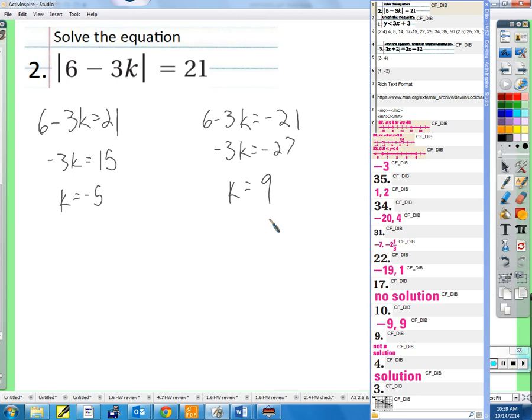That's it, because either this stuff is equal to 21 or this stuff inside the absolute value is equal to negative 21. Those are the only two numbers that you take the absolute value of and get 21. So you need to include them both. Should we test them out and see if they work? Don't need to. How do we know we don't need to?